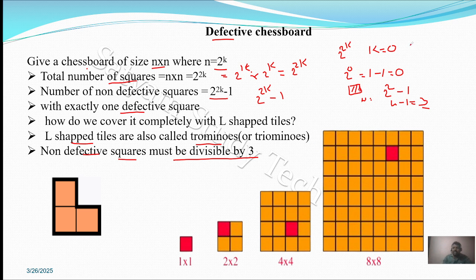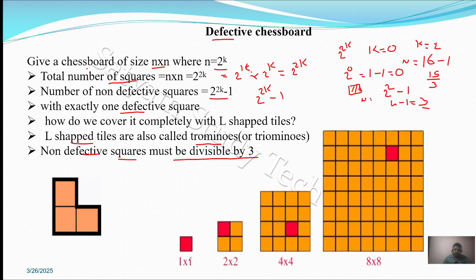Now we can see k equal to, for example, 2. In that case 2 power 2k, that is 2 into 2, 4, 2 power 4, that is 16. Then 16 minus 1, the non-defective squares, that is 15. So again 15 is also divisible by 3. So now you can see these are the diagrams.